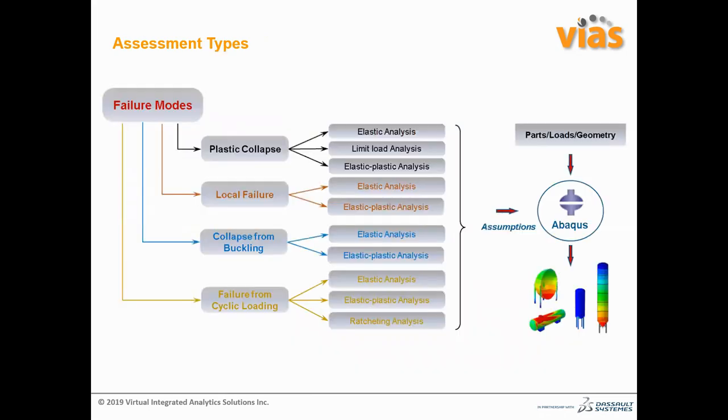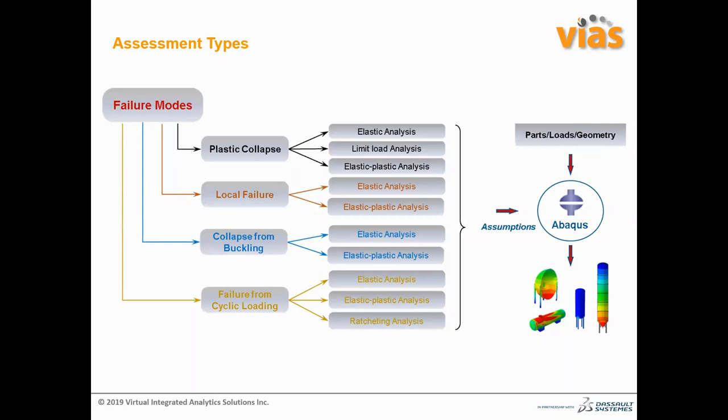If you look at the API 579 code, the parts are based on the kind of damages that you have. Then there are failure modes. Any damage can lead to some of these failure modes. Most of the time, what we'll be considering is plastic collapse, local failure, collapse from buckling, and failure from cyclic load. And sometimes you also need to look at the deformation, whether it's compatible with your functionality requirements. Something may not be failing, but it may be deforming in a way that the functionality is hampered. So that's also something you need to check.